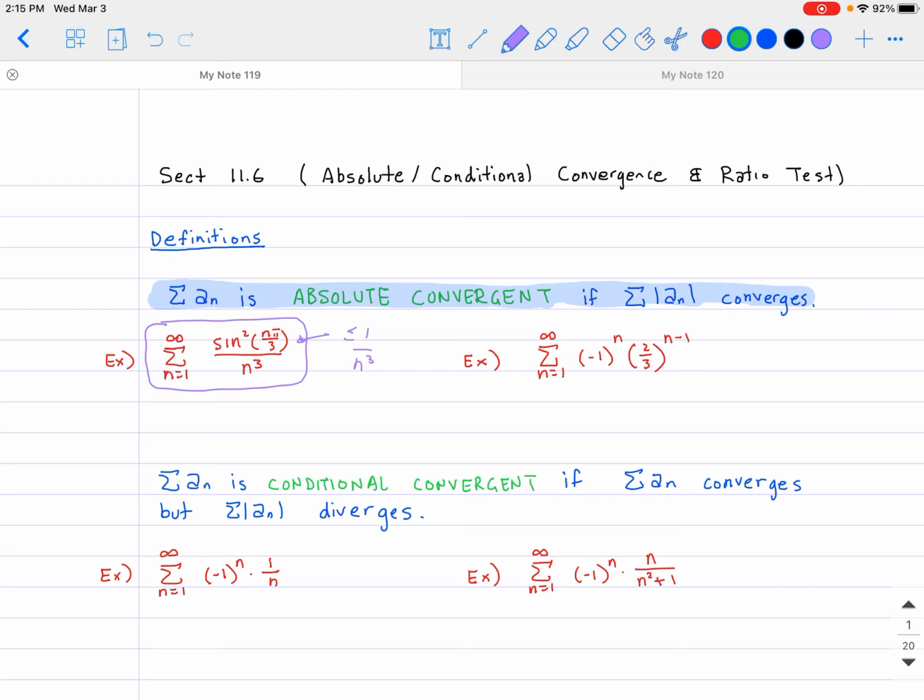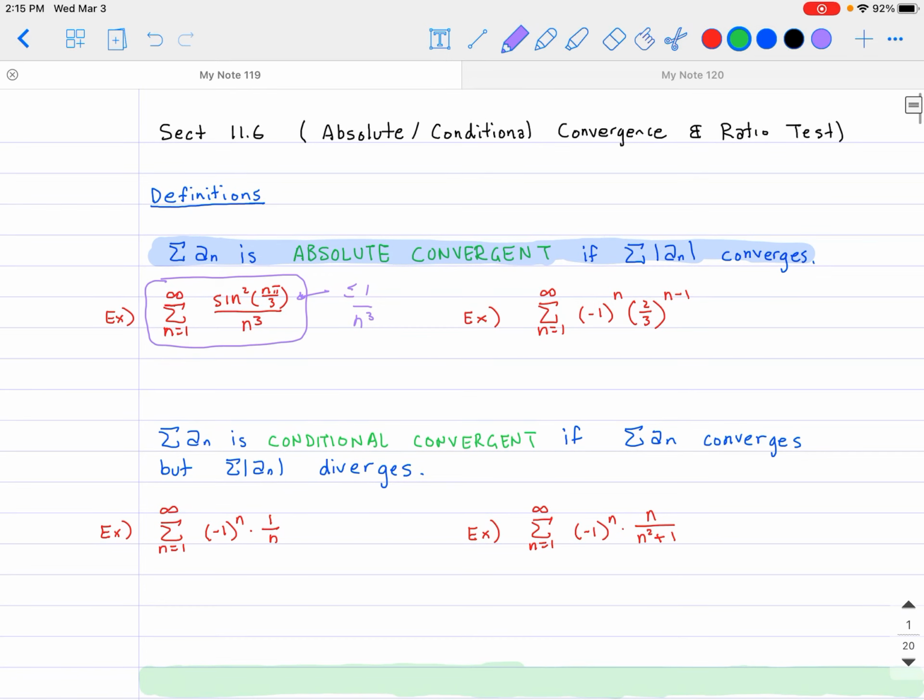Because the absolute value converges, a_n is absolute convergence. Another one that is absolute convergence is this one over here. If you take the absolute value, the alternating part goes away, and that gives you the summation of (2/3) raised to the power of n minus 1. That also converges because of the geometric series test, since your ratio is less than 1. So these two are examples of series that are absolute convergence.